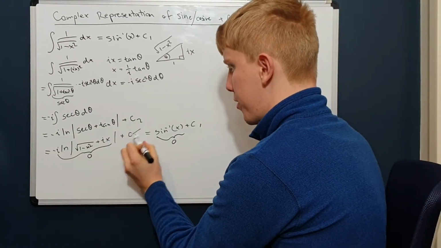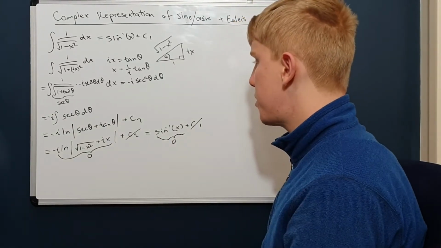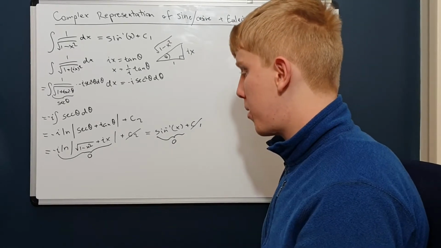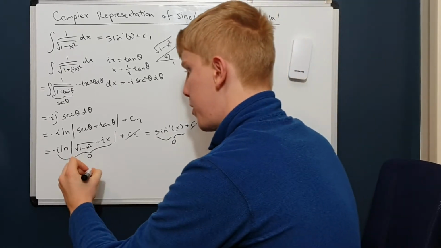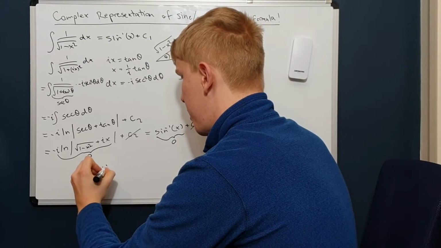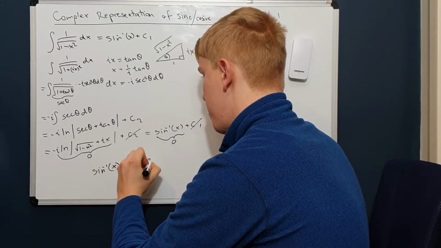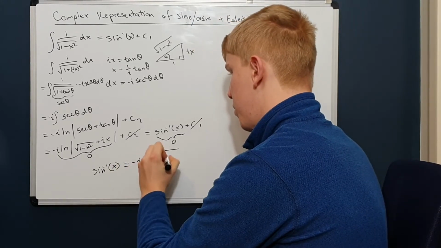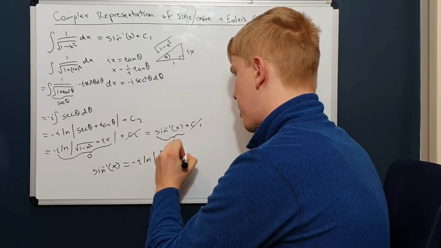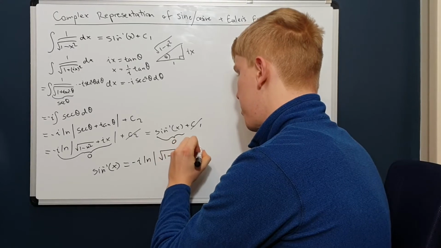So we can actually cancel out these two constants, and we will arrive at our first conclusion, which is that the inverse sine of x is equal to negative i multiplied by the natural log of 1 over the square root of 1 minus x squared plus i times x.